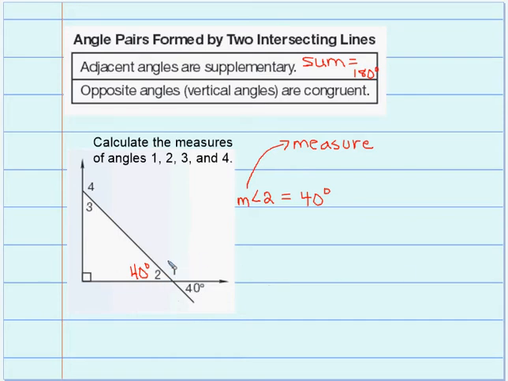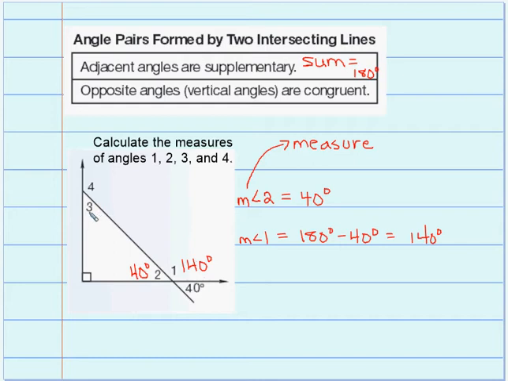What you know about angle 1 is that it is supplementary because it is adjacent to the 40 degree angle going this way or going this way. So the measure of angle 1 has to equal 180 degrees because they're supplementary minus the 40 degrees. That's going to give you 140 degrees.